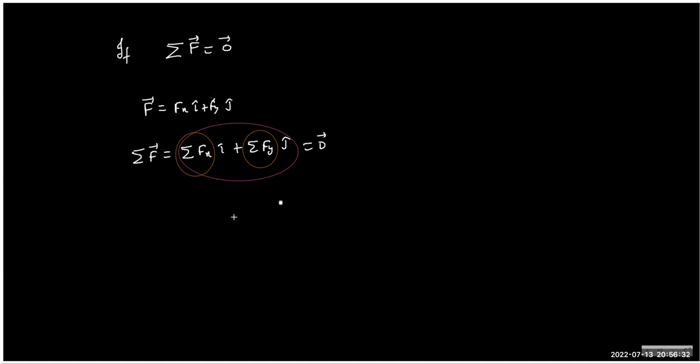Are you getting my point? What I'm trying to say? Yes, sir. They cannot cancel each other. So when I say the net force is 0, it simply means every component is 0, because one component cannot cancel the other component. So 0 is only possible when each one is independently 0.